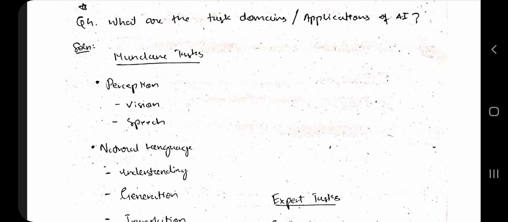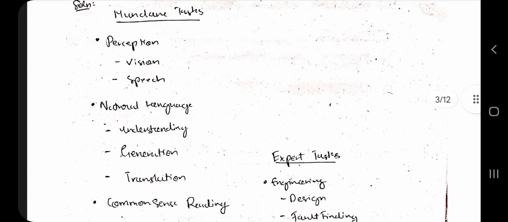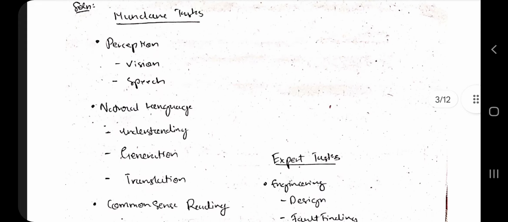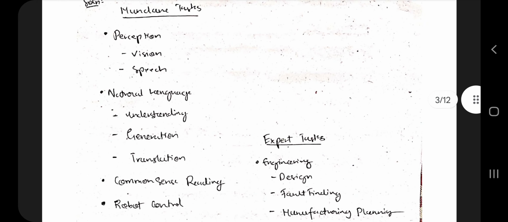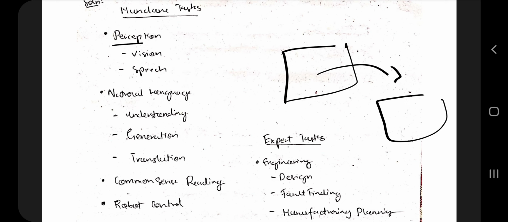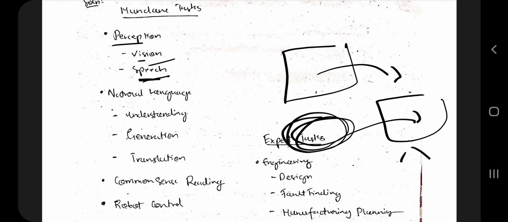Okay, so let's go through each of these tasks. What are its different tasks and how are they interrelated to each other, why do they form the same group? See here: perception, natural language, common sense reasoning, and robotics. Okay, these four come under mundane tasks. Perception means, if there is an image, we are capturing that image in a computer. That is what is called vision. And speech means if there is some audio that is getting captured in the computer, that is called speech. We are just capturing the things.